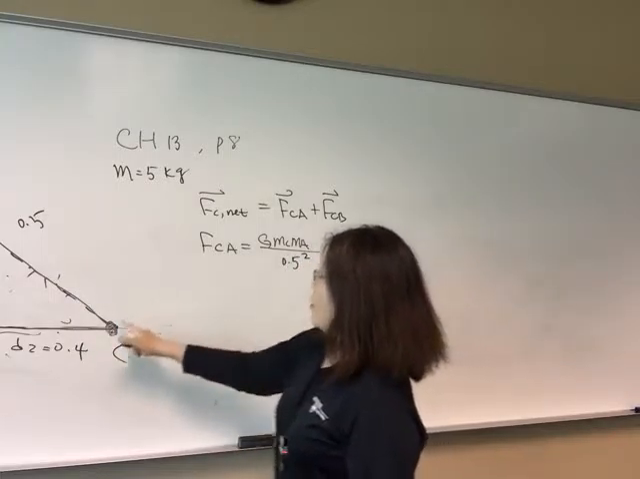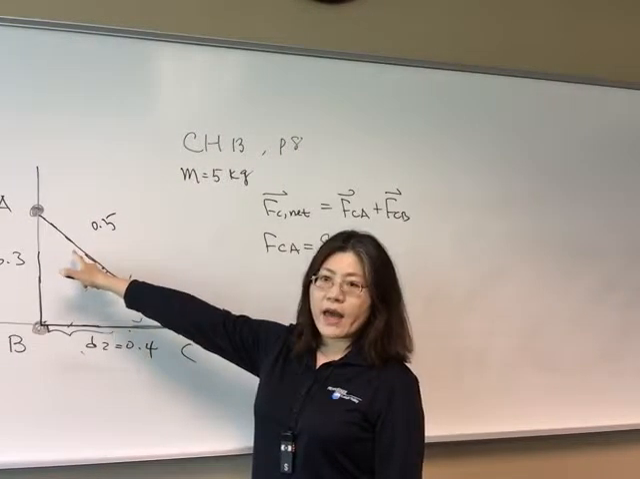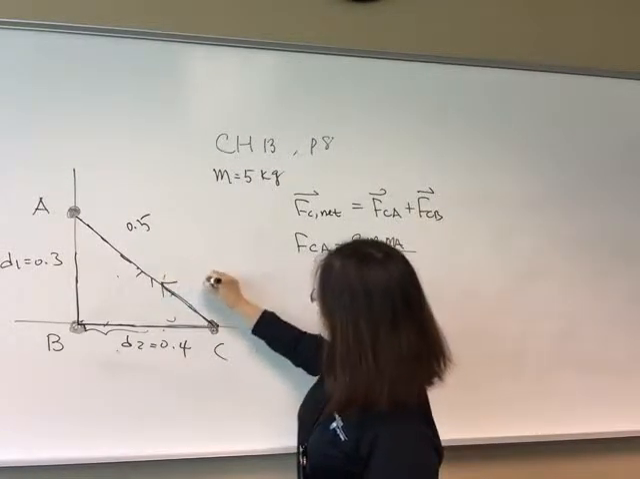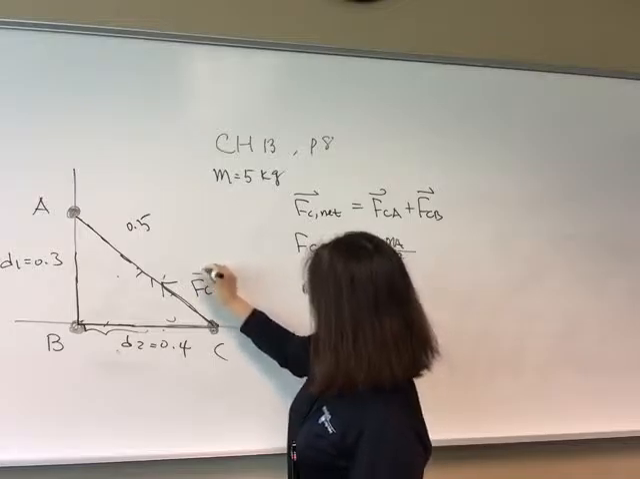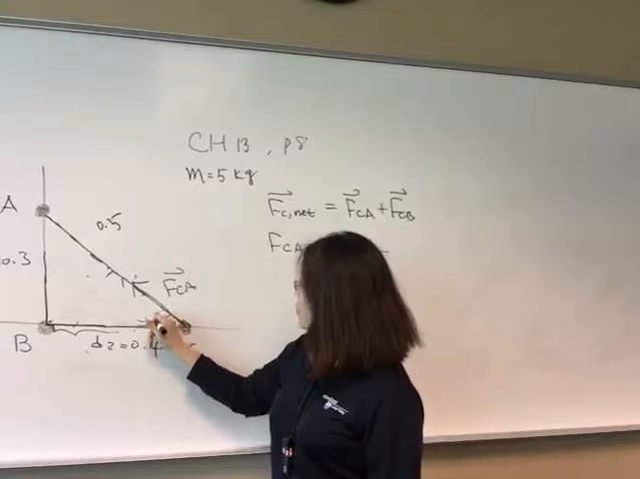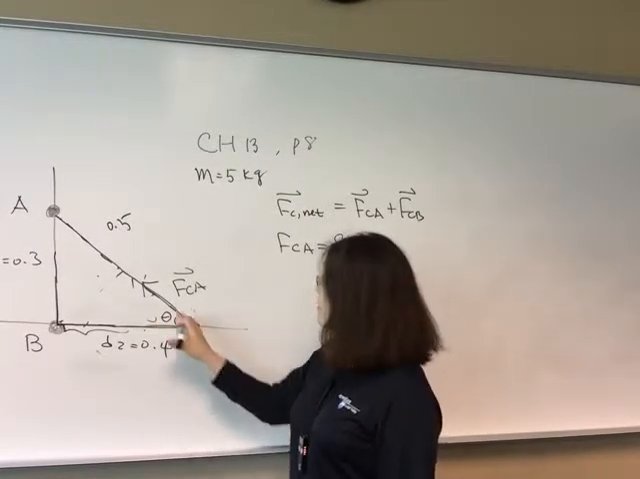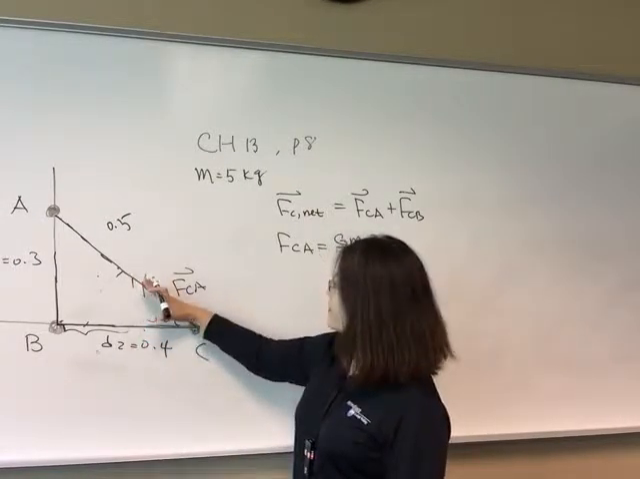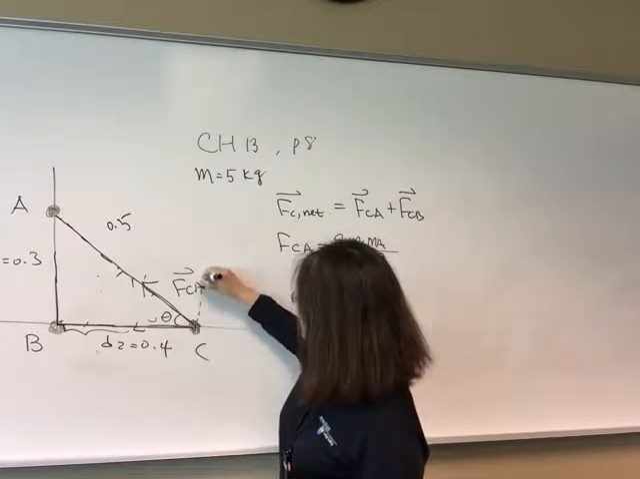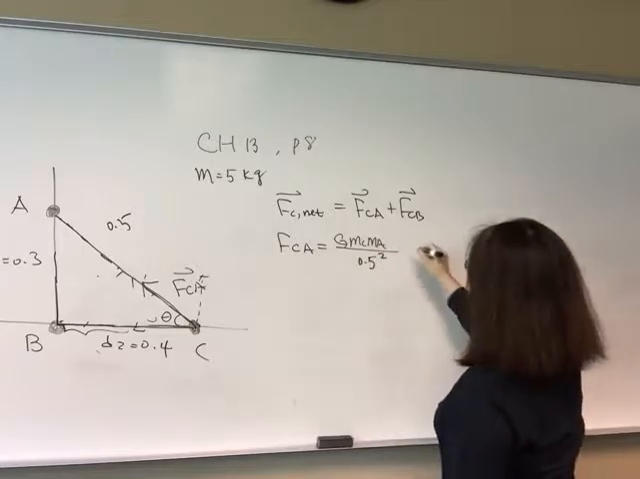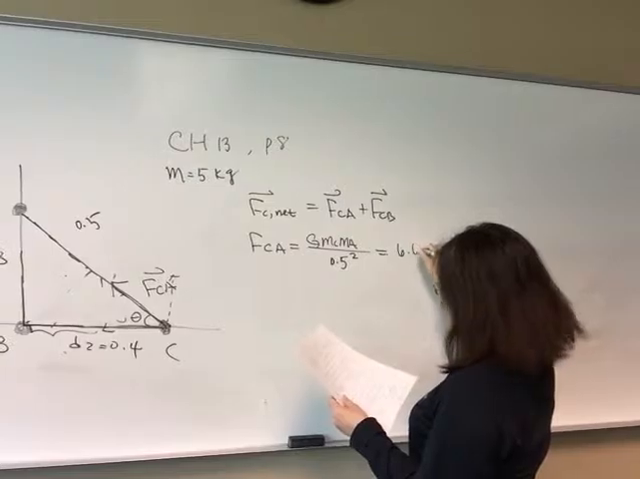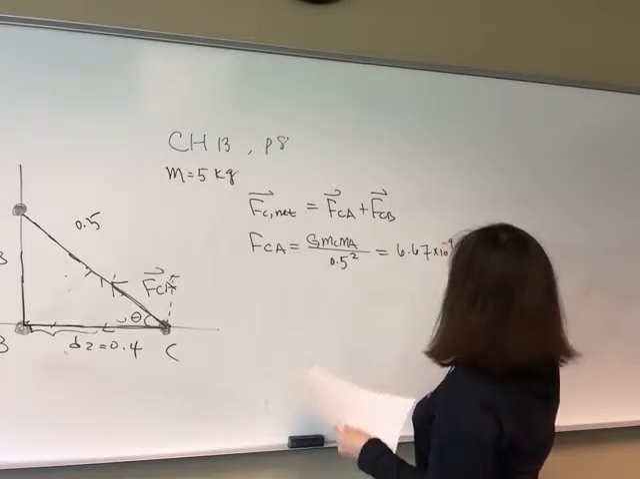So let's see, when particle C sees particle A, it will have a tendency to point in this direction. So this is your FCA. We can see that it is making an angle with the horizontal axis. If we define this to be theta, then you can resolve this vector into the X component, which is negative, and the Y component, which is positive. Once you plug in the numbers, you should get this value, which is 6.67 times 10 to the negative 9 Newton.